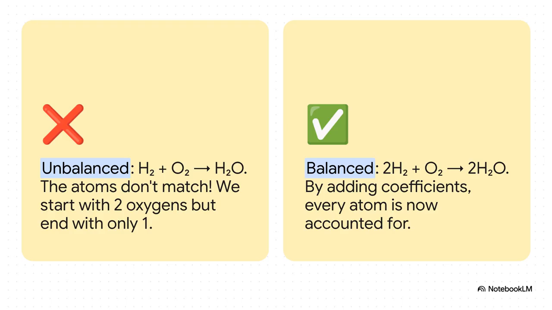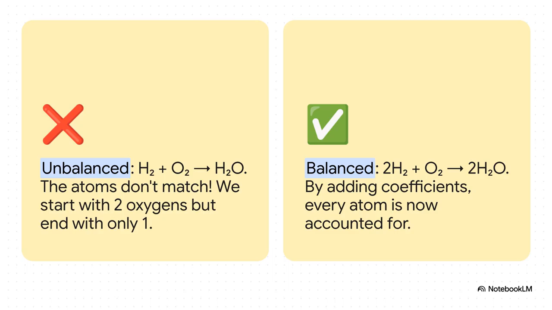That unbalanced equation on the left, that's a huge problem. It says we start with 2 oxygen atoms, but we only end up with 1. That's chemically illegal. To fix it, we use coefficients, those big numbers out front. The balanced equation on the right shows that it takes 2 hydrogen molecules and 1 oxygen molecule to make 2 water molecules. Now everything adds up.